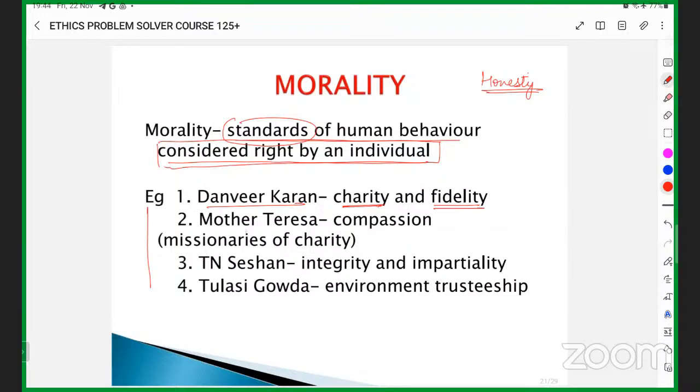The next example, Mother Teresa showed the value of compassion by opening missionaries of charity. T.N. Seshan, Chief Election Commissioner of India, reflected the values of integrity and impartiality.